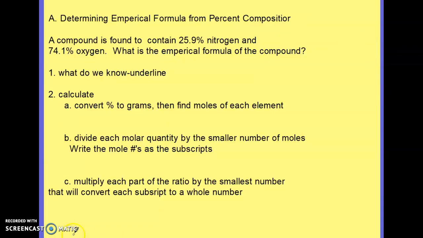Okay, then the last thing we talked about, oops, I can see I need to move this up a little bit, was empirical formula. So empirical formula is finding the lowest whole number ratio of elements in a formula.